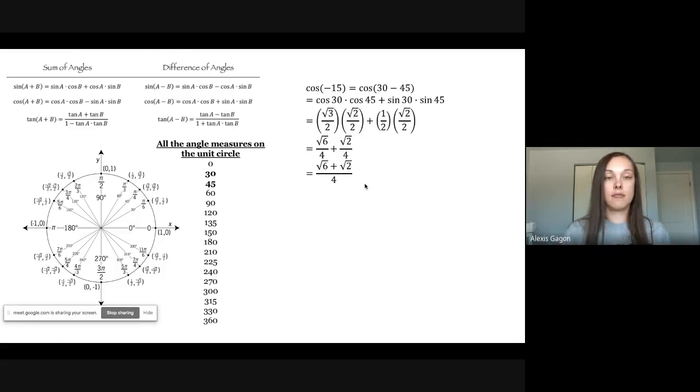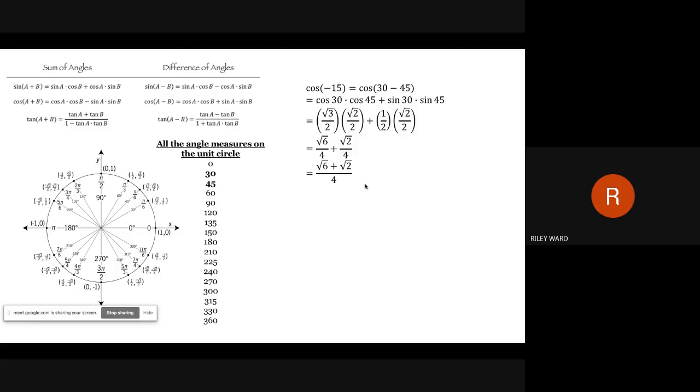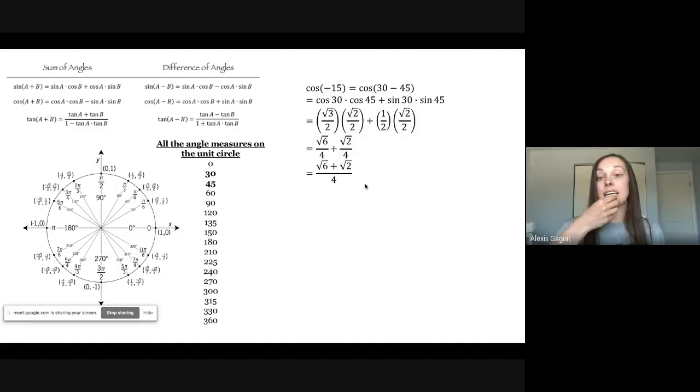Questions on that? And the addition on top can be flipped, right? Yes. So if it was square root of 2 plus square root of 6, that's completely fine.